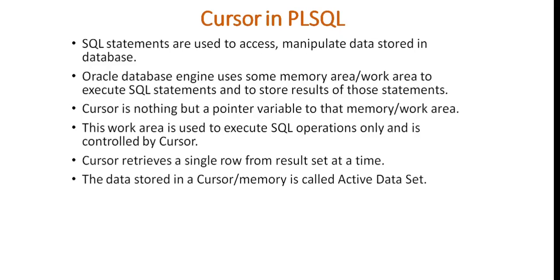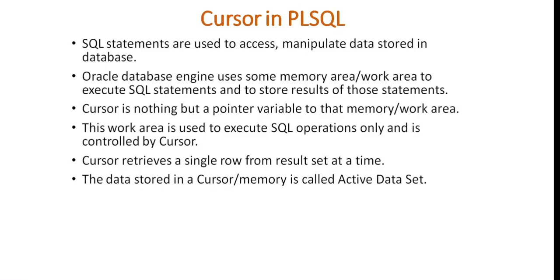So cursor retrieves a single row from the result set at a time. So when we use cursor to execute SQL operation, at that time that cursor fetches or accesses a single row from the result set, that is from the table. And the data which is stored in cursor, that is the data which is stored as a result of query in the reserve memory area, that data is called as an active data set.